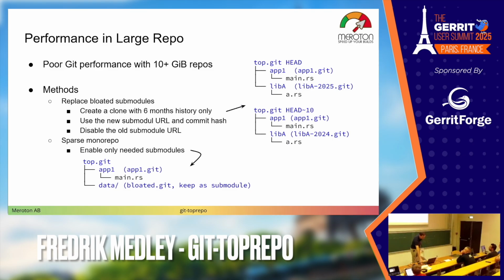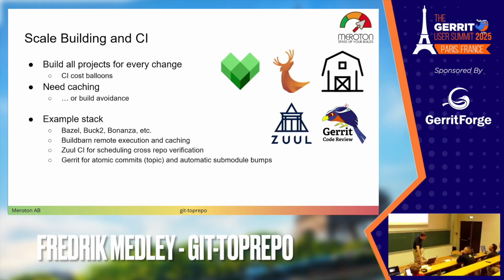Poor Git performance: well, just remove that bloated repository in the configuration. Say, I don't want to include it in the monorepo, I keep it as a submodule. Or here I'm replacing the submodule with one that has less history, with lib.a from 2025 instead of lib.a 2024. You need to have a build system that scales, so Bazel, Buck, Bonanza, BuildBarn remote execution, Zuul CI, etc.